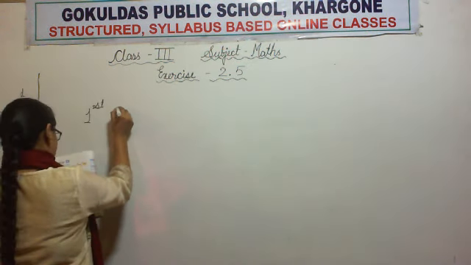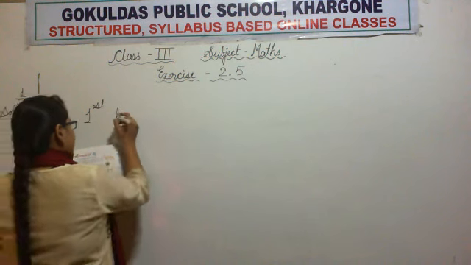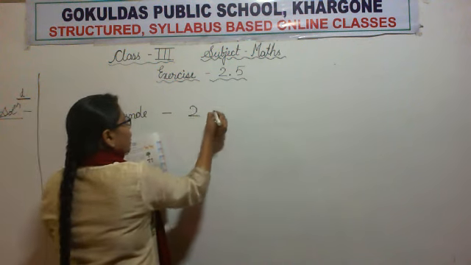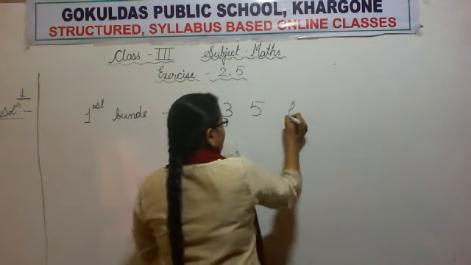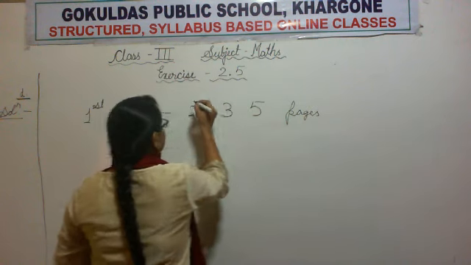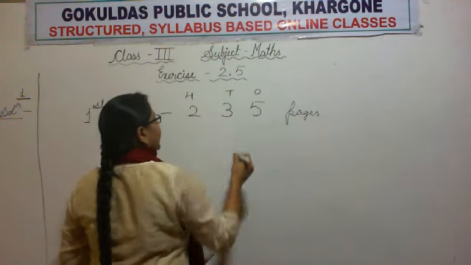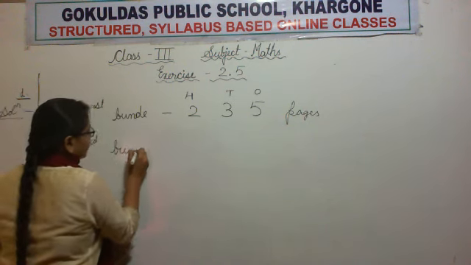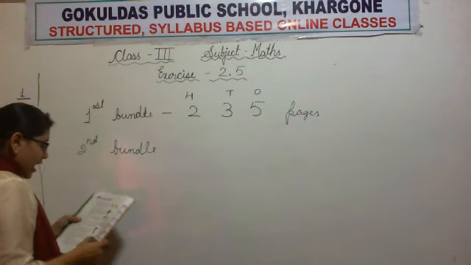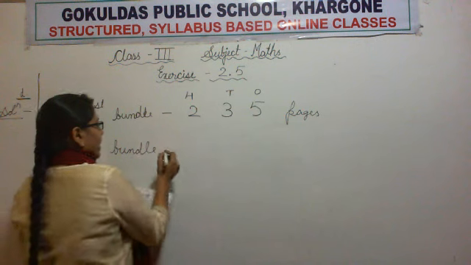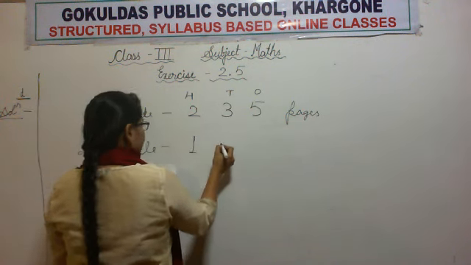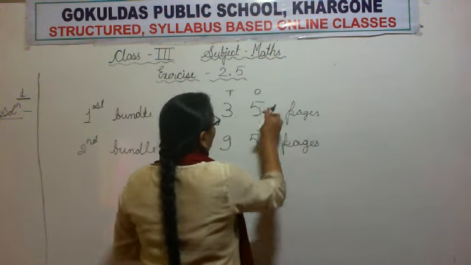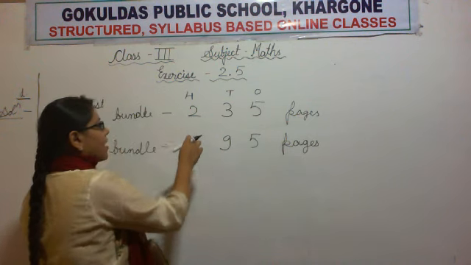Okay, so first bundle. How many pages in the first bundle? Very good. 235 pages. Let's write hundreds, tens and ones, to avoid mistakes. Now what about the second bundle? First of all, we will write second bundle. How many pages are there in the second bundle? Very good. 195 pages. Ones below ones, tens below tens and hundreds below hundreds.